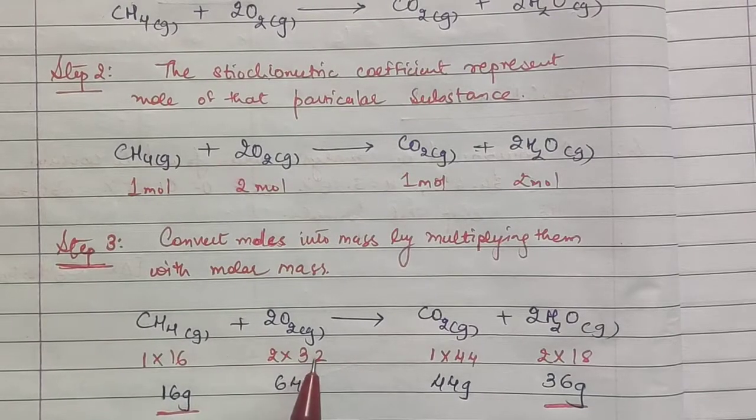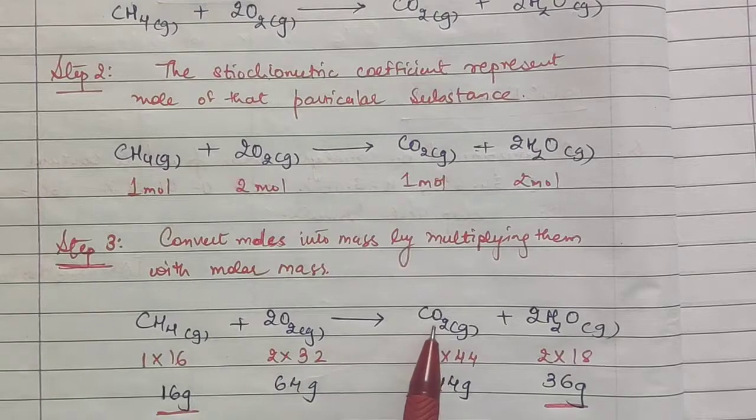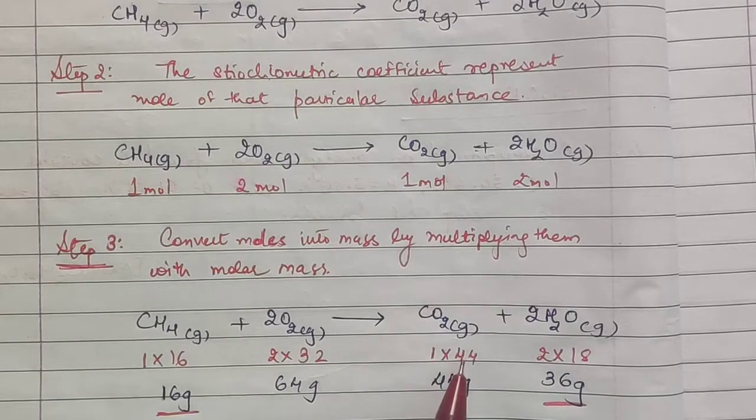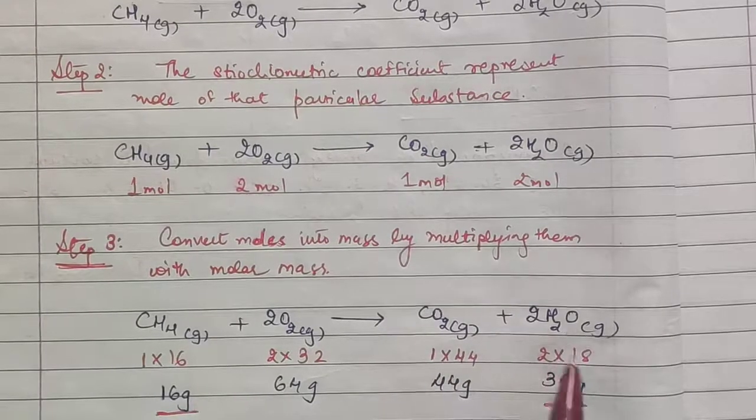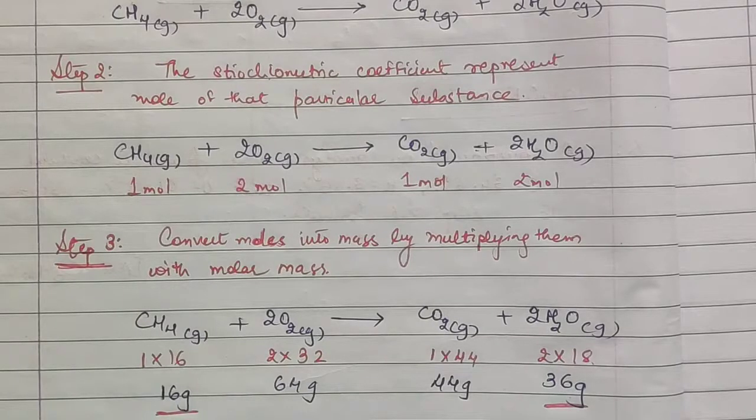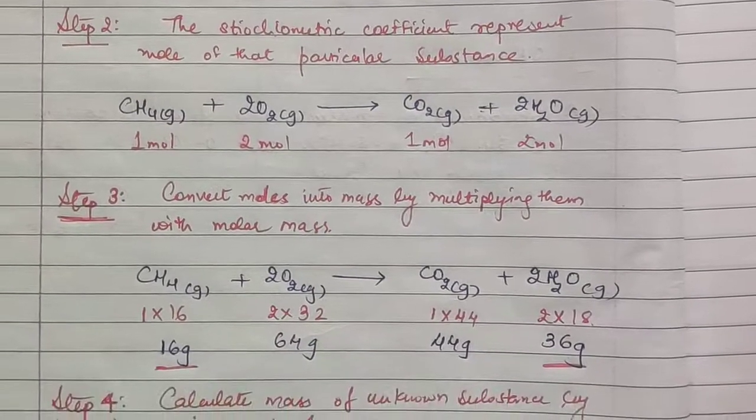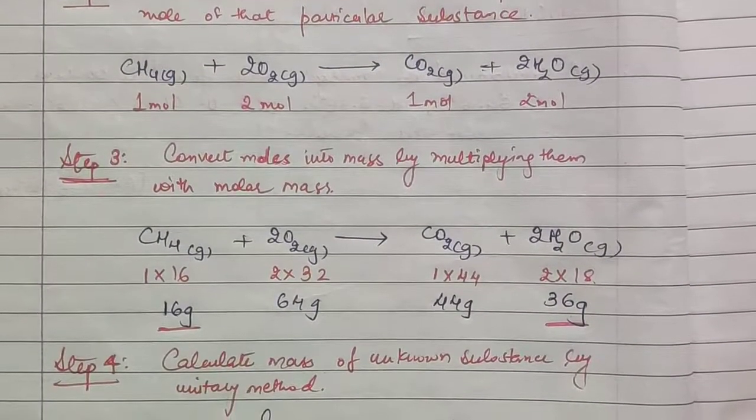For oxygen it is 32, students, right? So 2 into 32 becomes 64. Carbon dioxide, the molar mass is 44, students, right? So 1 into 44 is 44. For water it is 18, so 2 into 18, that is 36 grams. Clear? I hope this step is clear. Now you need to just calculate the mass of the unknown, students, at last by the unitary method.